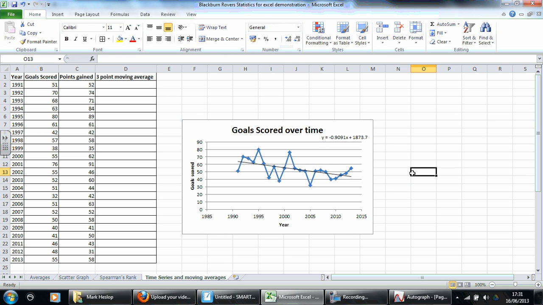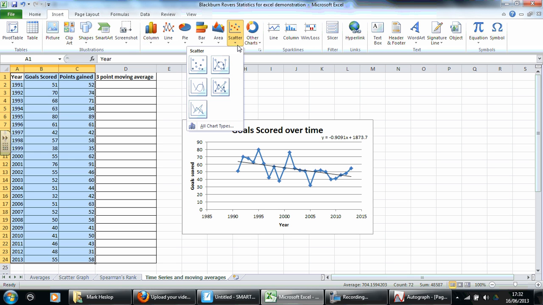That's a time series with a trend line. What you might also want to do is have goals scored and points gained, 2 separate lines on the same time series graph. You'll often see that with time series graphs comparing data. To do that, we highlight all 3 columns. And again, just go to the same scatter graph.